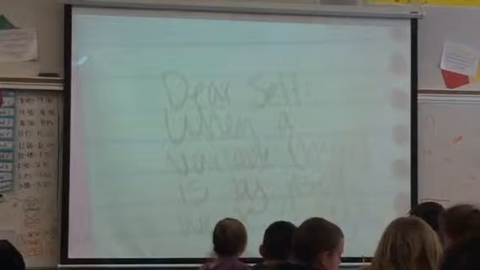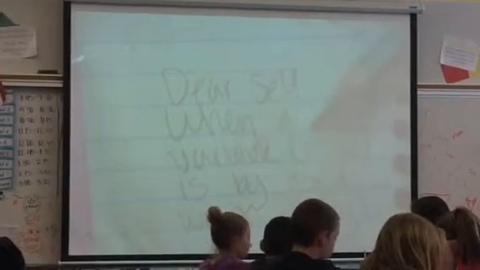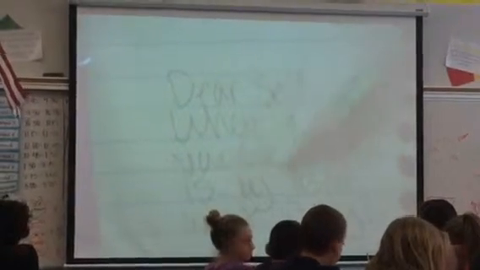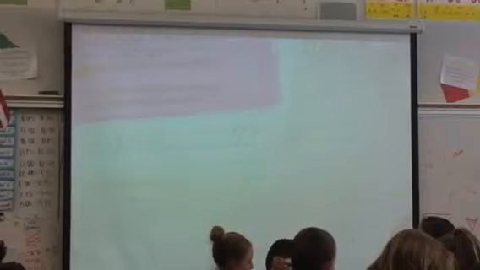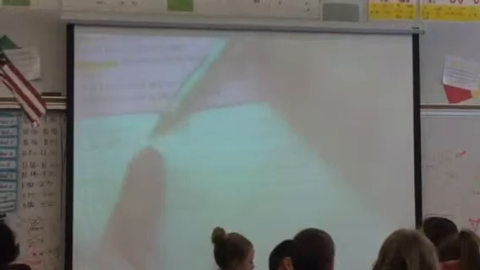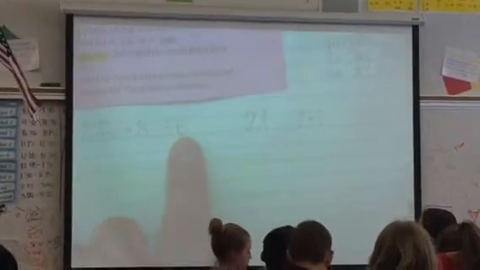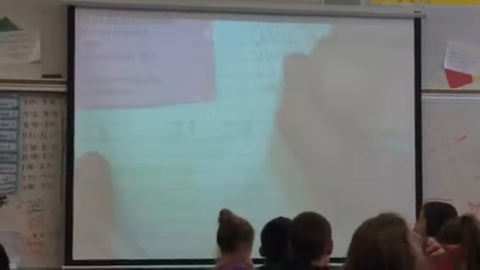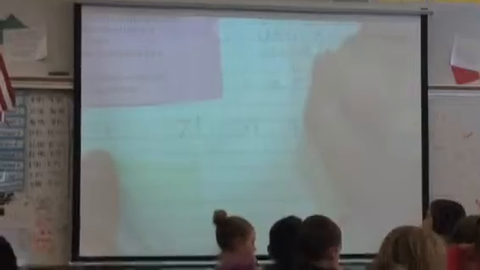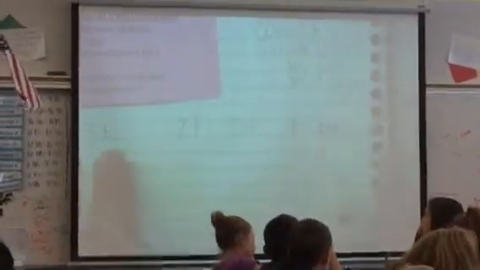All right. So in our note to us, it's Dear self, when a variable, or a letter in this case, is by itself, we multiply it by 1. So that means that in this problem right here, 2F plus 8 divided by T, do you see how T is all by itself? Really what it's saying is T equals 1 times T.